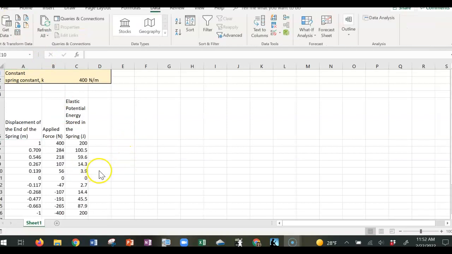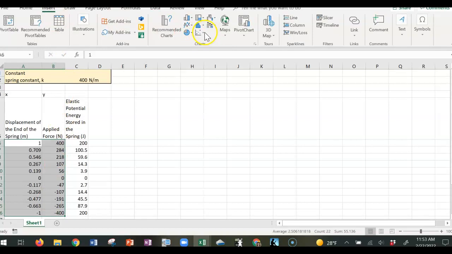Okay, I've typed in my data, and it is asking me to make a graph of the applied force versus the displacement of the end of the spring. That means that I want the applied force on my y-axis and the displacement on the x-axis. These columns are lined up nicely to do that. So I'm just going to highlight the values in this table, and I'm going to go up and insert a scatter plot.